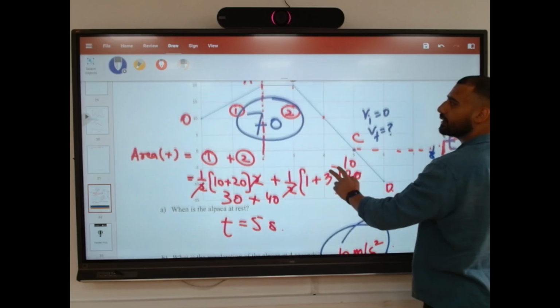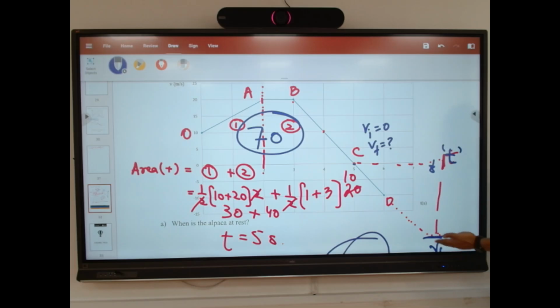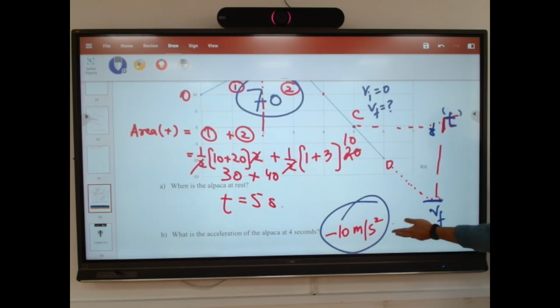He started to retard from B. The acceleration at C, it's a straight line. The slope of this line is the acceleration, isn't it? So we know that acceleration. How much is that? Negative 10. So acceleration is known.